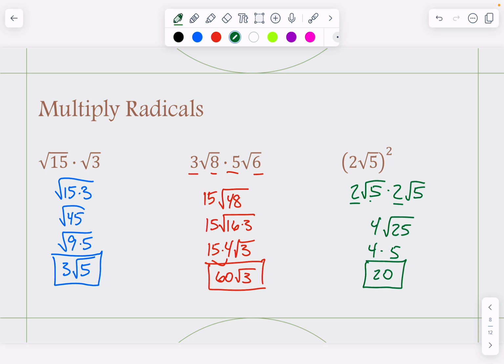The next simplifying section I got for you is division, or rationalizing the denominator.